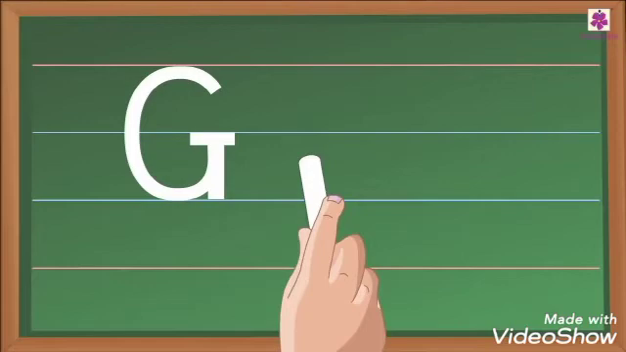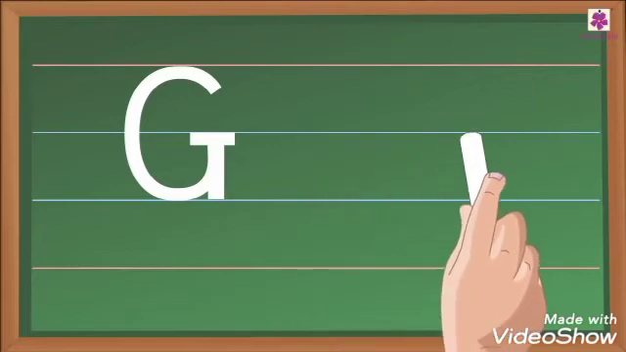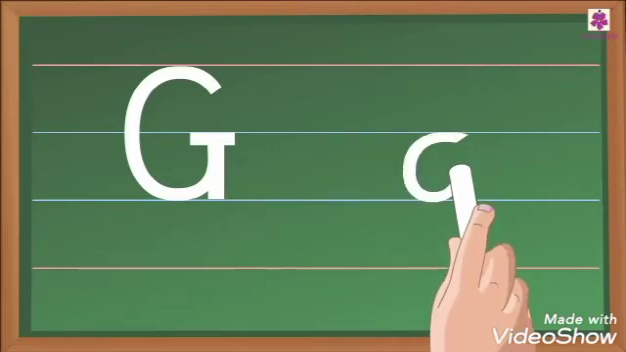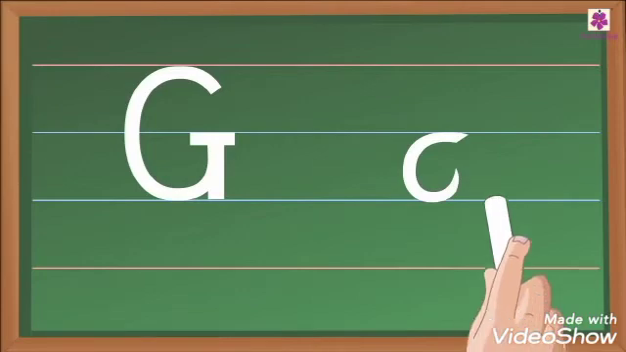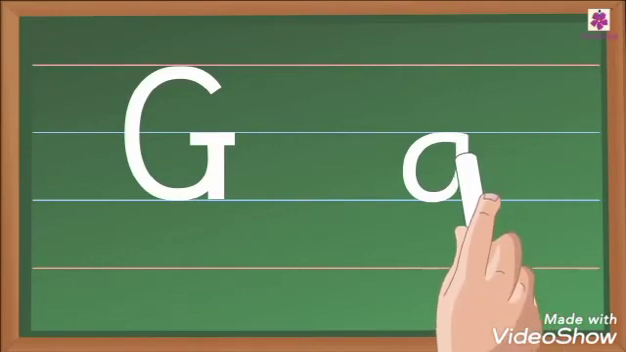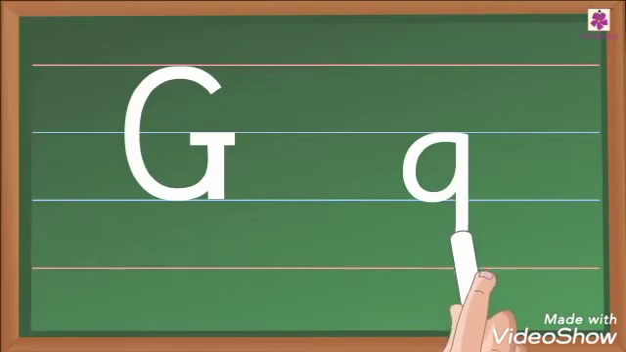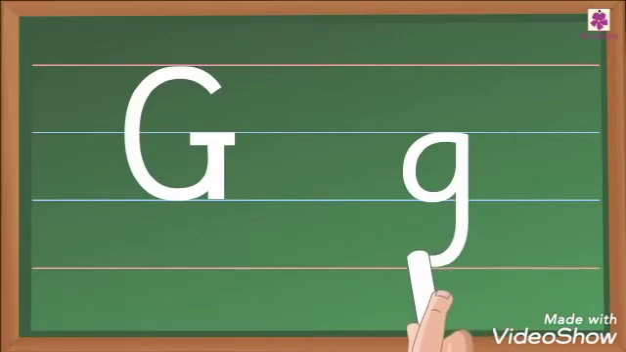Small g. Start from the middle and make a small C. Then go to the middle again and draw a standing line going down below the bottom with a small backward curl.